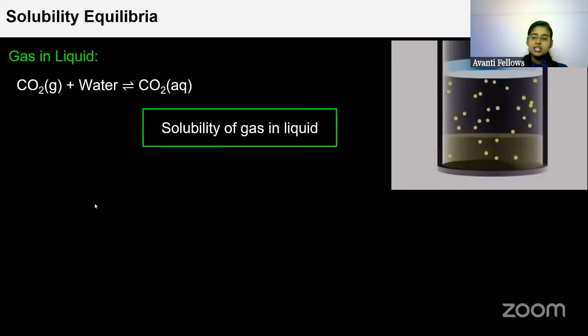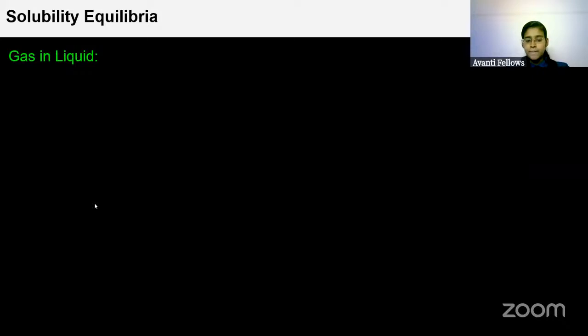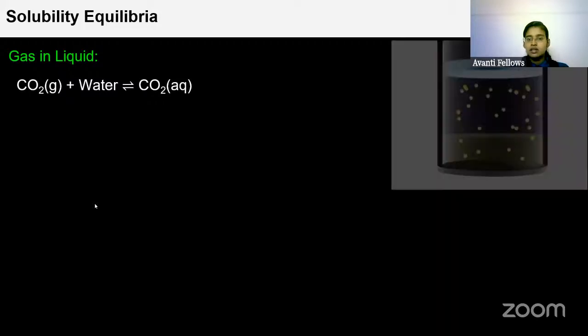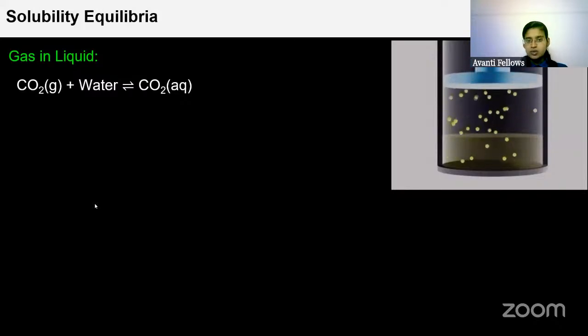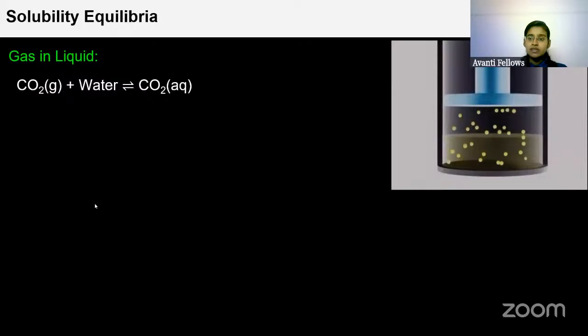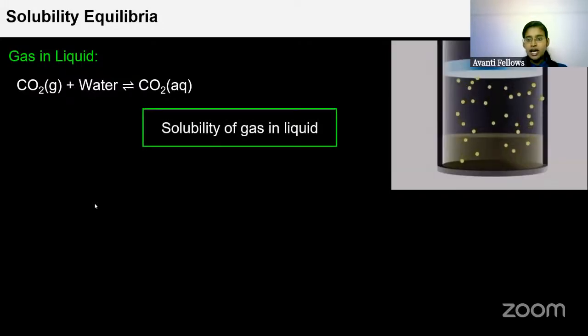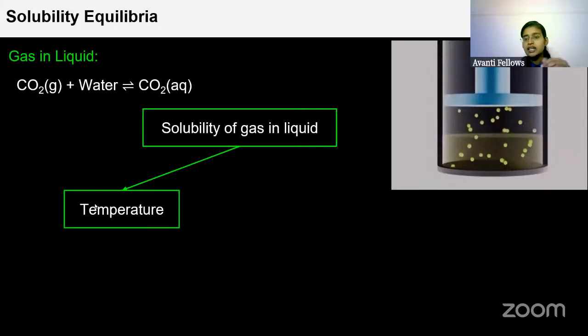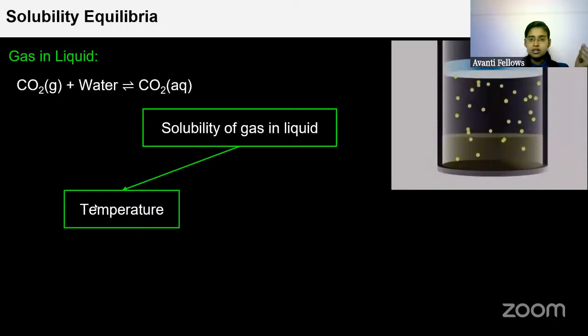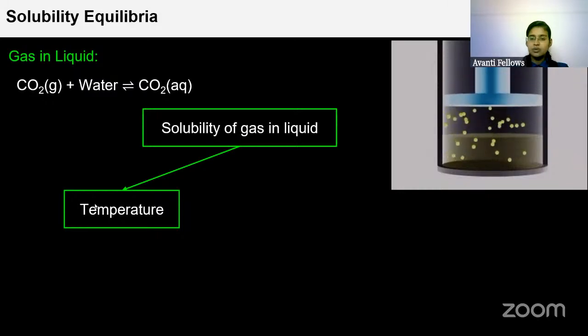So if the pressure is applied on this gas, what will happen? The solubility will be more. The solubility of gas in liquid will be more. And this solubility of gas in liquid depends on 2 things. One is temperature. If I increase the temperature of the system, what will happen to the solubility? Will it decrease or will it increase? Can anyone tell me what will happen if I increase the temperature?